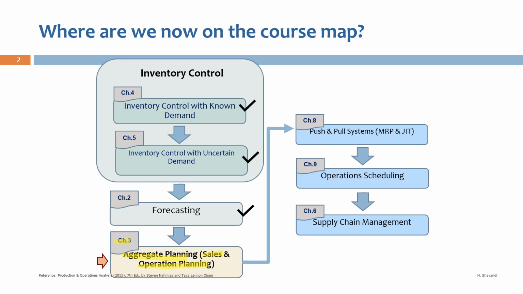So here, after completing chapter 2, we assume that we have forecasted the future demands, and now we are going to prepare the production plan of the company.